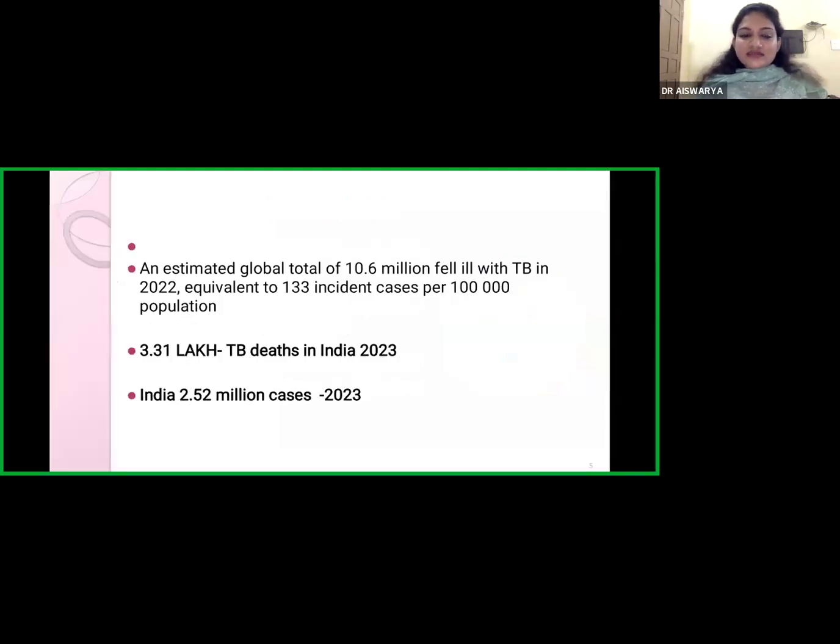So coming to the numbers, an estimated global total of around 10.6 million people fell ill with TB in 2022. That is equivalent to around 133 incident cases per 1 lakh population. Coming to India, in 2023 itself, around 3.31 lakh people died due to TB, with a total of 2.52 million cases.